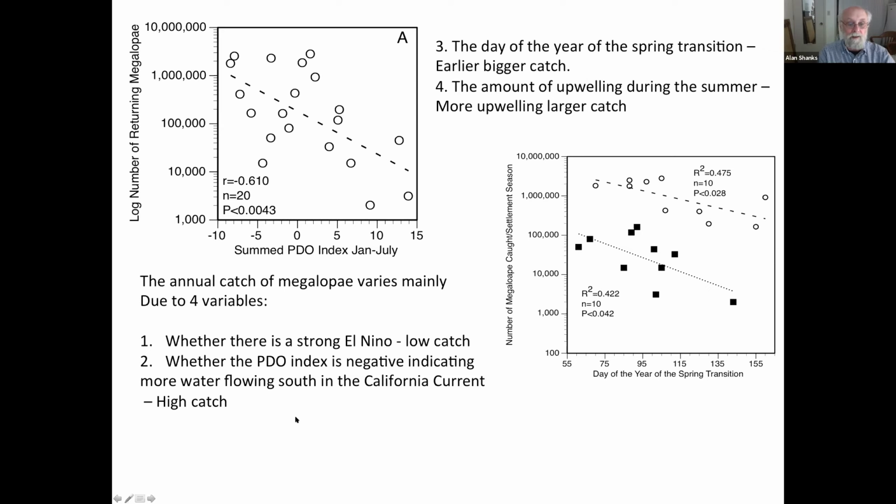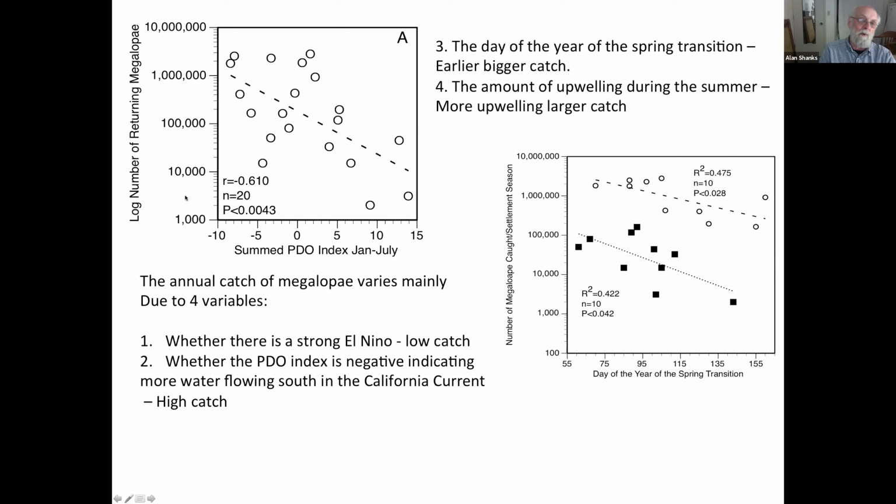Then the second thing is whether the PDO index is negative, indicating that more water is flowing south in the California current. So that's what this graph has here. This is the summed PDO index from January to July. And PDO stands for Pacific Decadal Oscillation. And basically it is a measure of how much of that west wind drift water has come towards the California current versus going into the Gulf of Alaska. And when more comes our way, the California current is colder, and that's what the negative values are. The temperature is cooler in the California current.